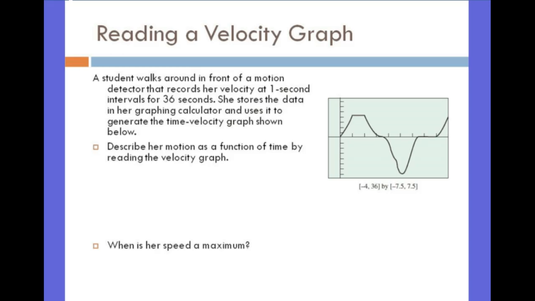A student walks around in front of a motion detector. Mr. Mannion actually has these. I was going to borrow them, and I forgot. So they're walking around in front of a motion detector that records their velocity at 1 second intervals for 36 seconds. The data is stored in the graphing calculator and used to generate the time-velocity graph shown to the right. Describe the motion as a function of time by reading the velocity graph. So again, this is a graph of velocity, so not position.